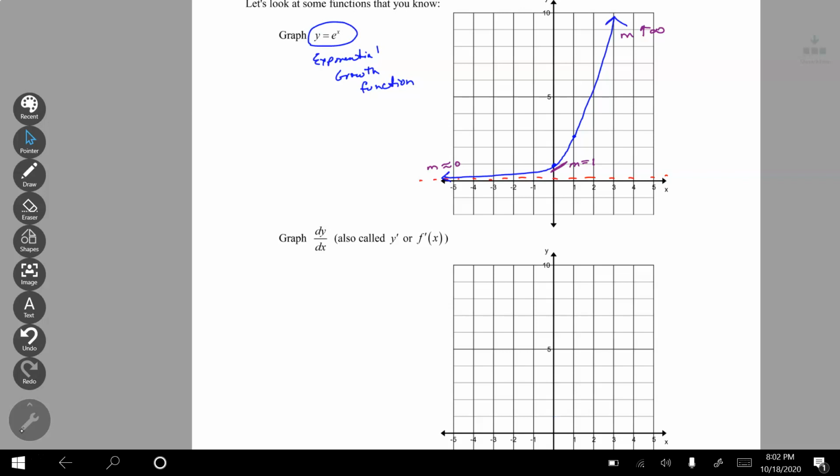So let's see. Right there, the slope is 1. On the left side, it is getting closer and closer to 0. As I go farther right, it's going to grow to infinity. Well, that graph kind of looks exactly the same as my first graph. And it is. This graph that I just drew is e to the x. So this is the easiest derivative.